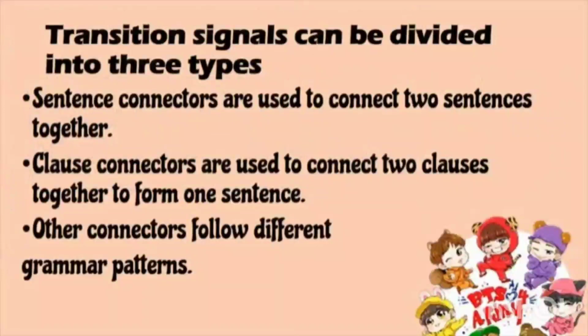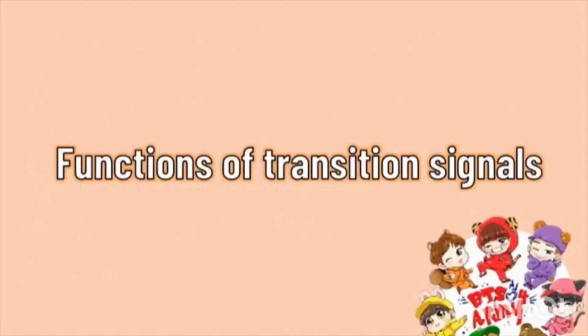Transition signals can be divided into three types. Sentence connectors are used to connect two sentences together. Clause connectors are used to connect two clauses together to form one sentence. Other connectors follow different grammar patterns. Now let's find out the functions of transition signals.